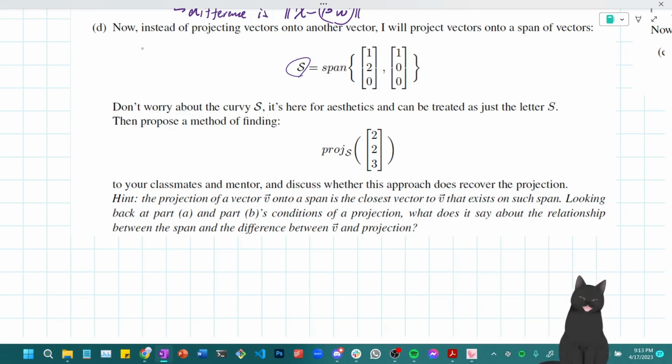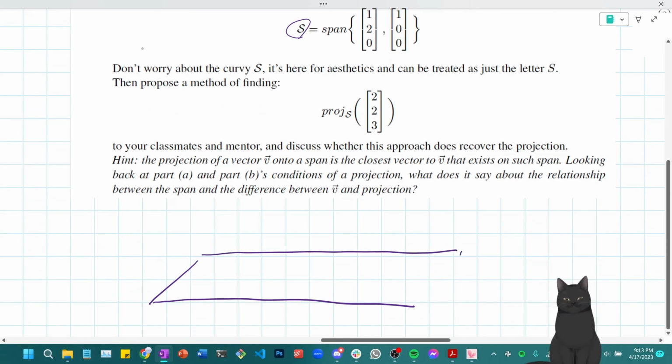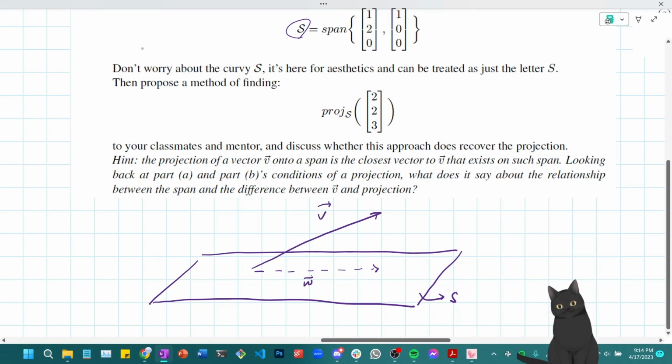I'm going to kick things off by first assuming that S is a plane. So say that S is a plane, and this vector 2, 2, 3 here is a vector that we'll call V. The vector comes out of this plane. It does not belong to the plane, meaning it doesn't lie on the plane. But I want to find the version of V, or the projection of V, that lies on the plane. Let's call the projection W. W is going to lie on the plane, which means W belongs to S.